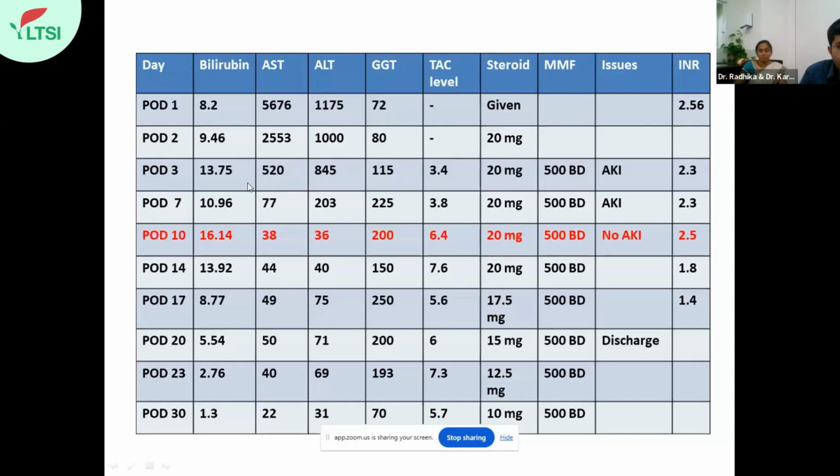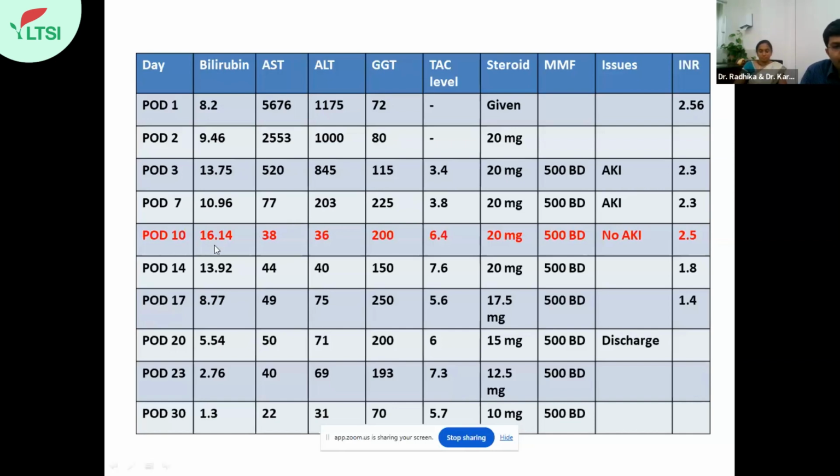Sequentially, as days pass by, the bilirubin is increasing on post-op day 3, but the enzymes are coming down with ALT lagging behind. The INR remains around 2.3 to 2.5. So on post-op day 7, the bilirubin is 10.9, with enzymes significantly coming down to AST of 77 and ALT of 203. The TAC level is 3.8, and there is mild AKI. INR is 2.3 on post-op day 7. We still wait and give it time because the enzymes are coming down and the patient otherwise is doing clinically well.